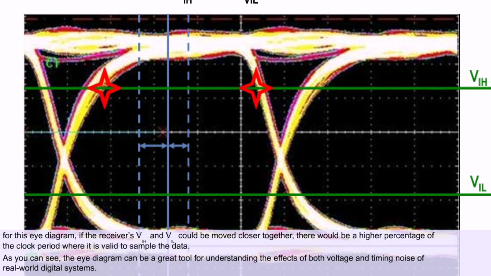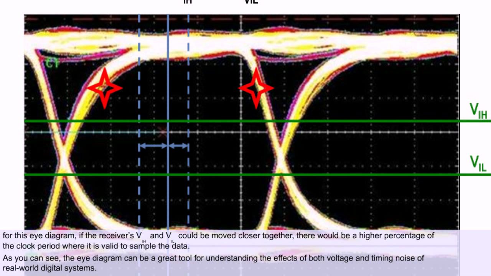For this eye diagram, if the receiver's VIH and VIL could be moved closer together, there would be a higher percentage of the clock periods where it is valid to sample the data. As you can see, the eye diagram is a great tool for understanding the effect of both voltage and timing noise of real-world digital systems.